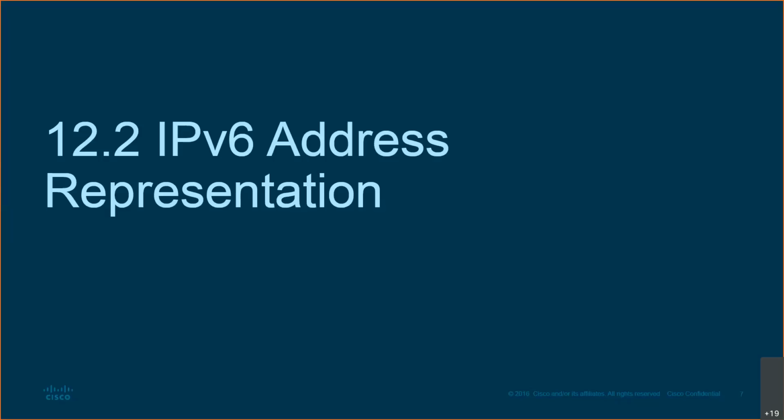Now, how do we represent an IP version 6 address? Think of it as the address representation of IP version 6. If you remember, IP version 4 address representation consists of 4 octets, where each octet was 8 bits.